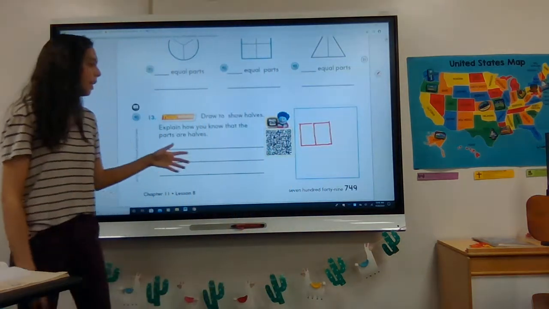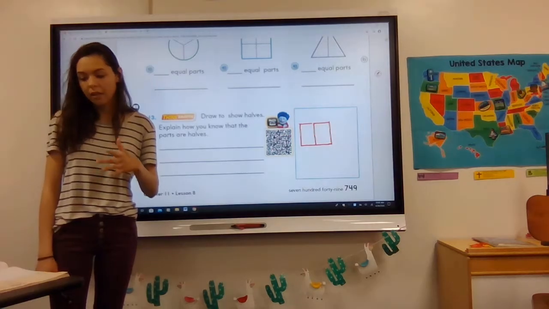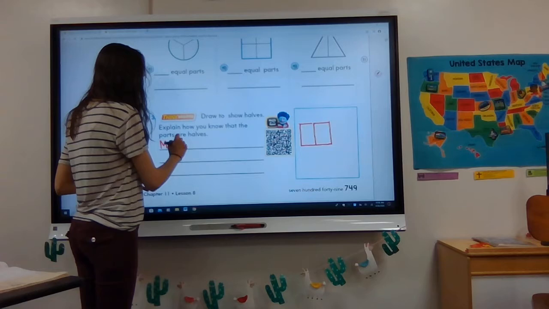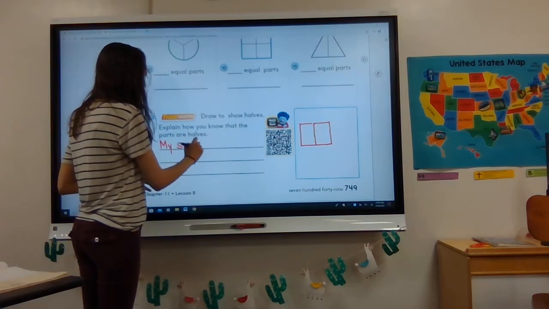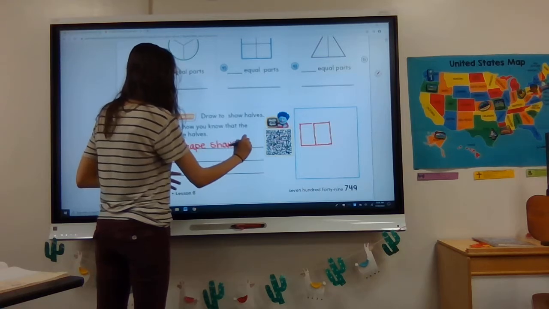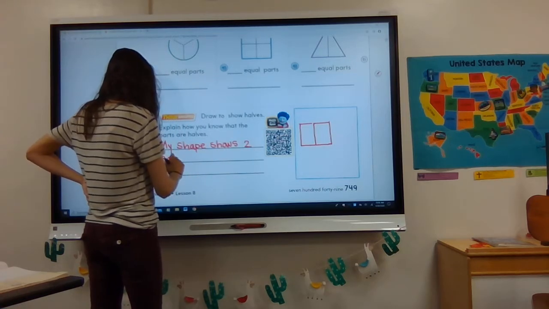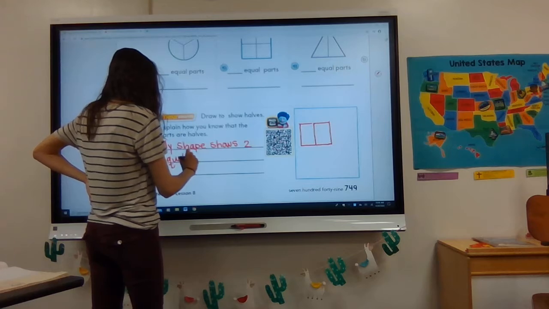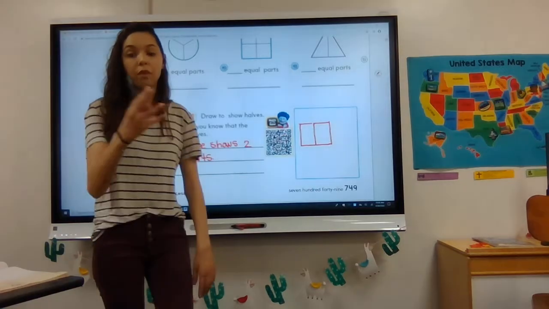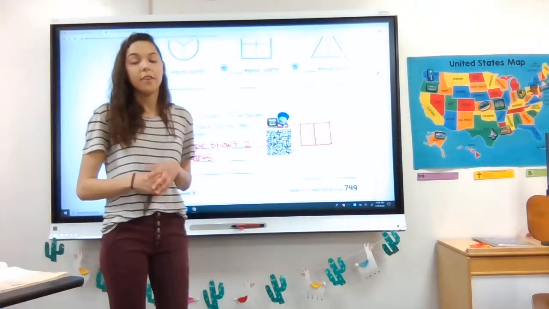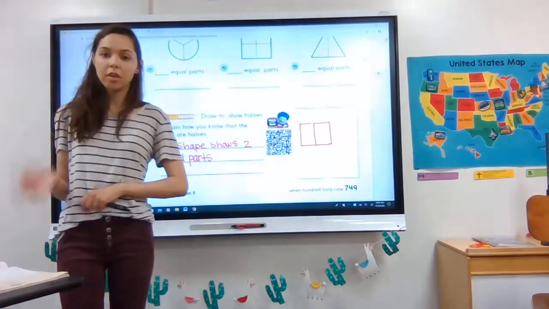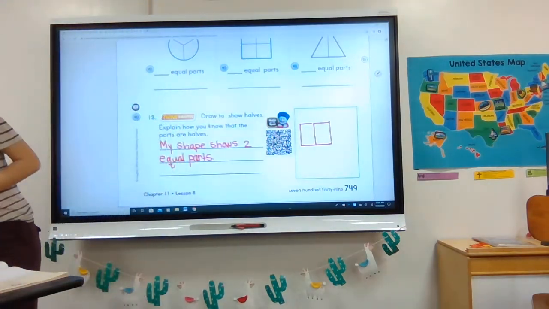Okay, and then on the lines you can write your shape shows 2 equal parts. Or if you said each part is a half, right, that makes sense. Okay, so that was number 13. So let's go ahead and move on to number 14.